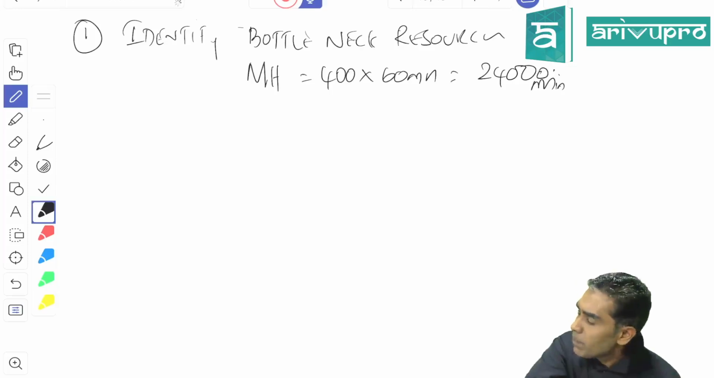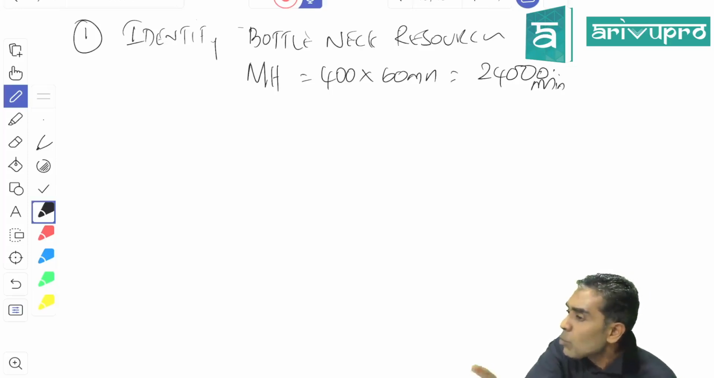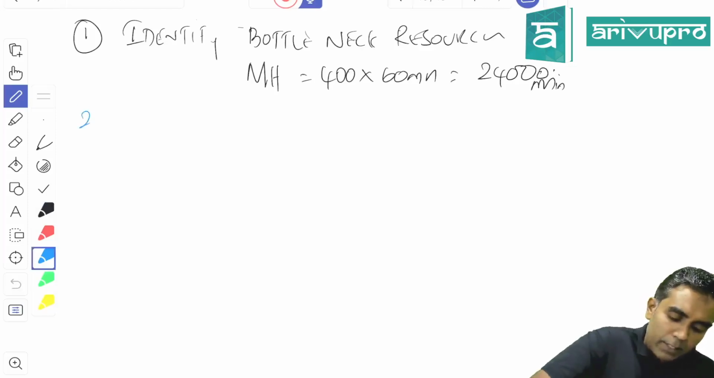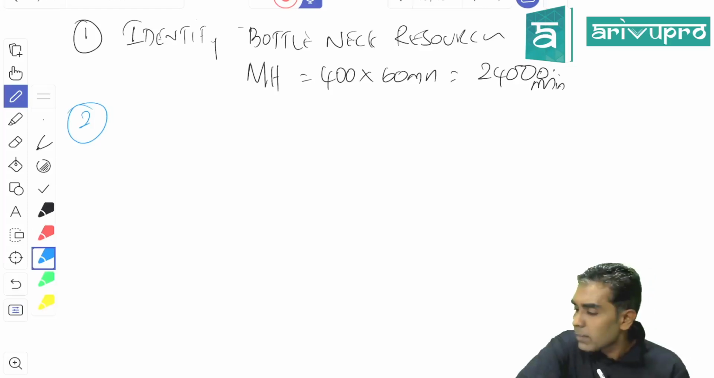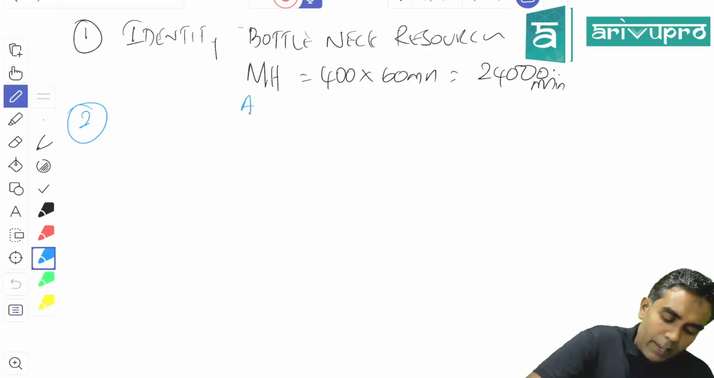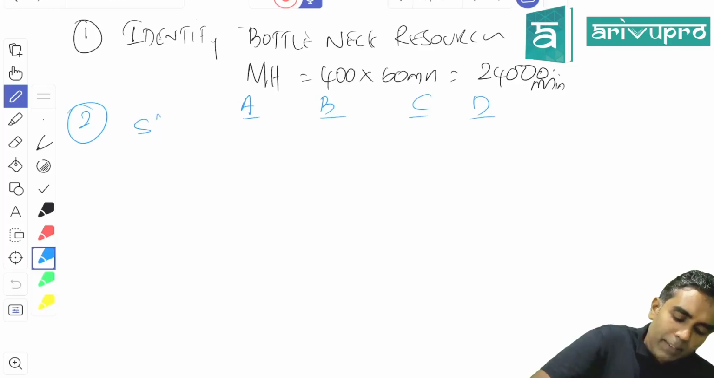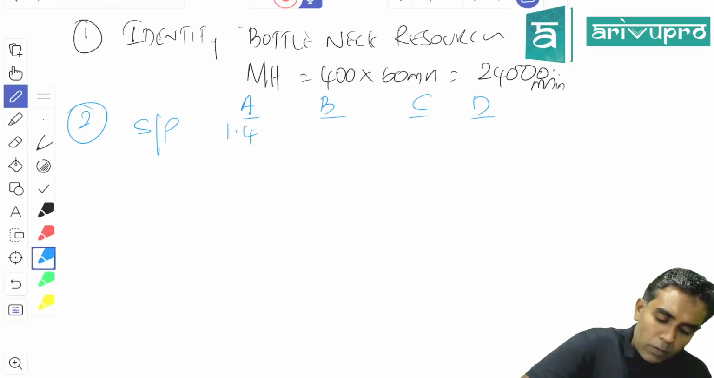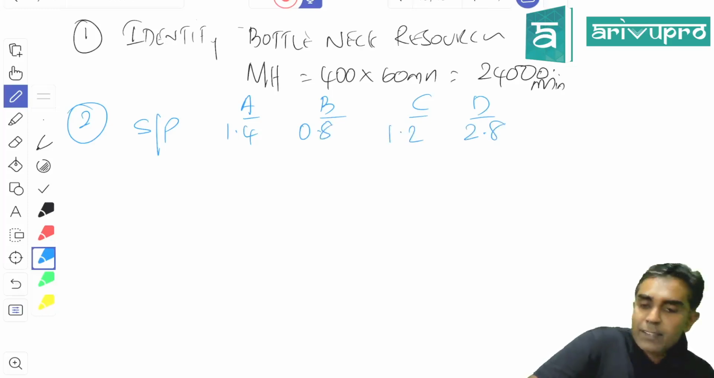What is the second step? We need to calculate throughput contribution per bottleneck resource. That's very simple. Second step. There are four products. What are they? A, B, C, D. Correct? Selling price, how much for A? 1.4, 2.8, 1.2, 2.8. This is the selling price.